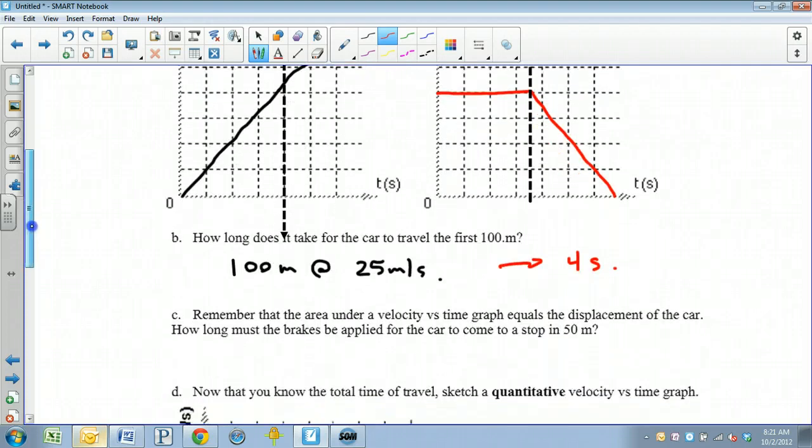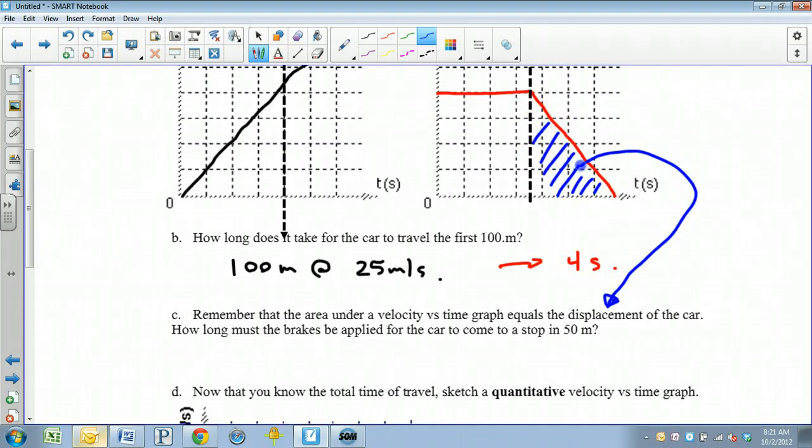Then it tells us to remember that the area underneath the velocity versus time graph is the displacement of the car. So that means that this area here is the displacement of the car when it is slowing down, right? Because this is our slowing down part. And so we know that it needs to come to a stop in 50 meters, so our area has to be equal to 50 meters.